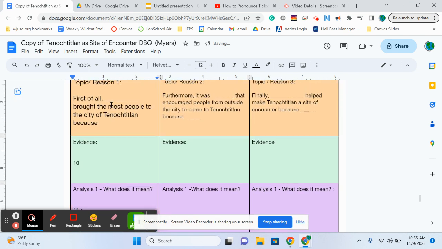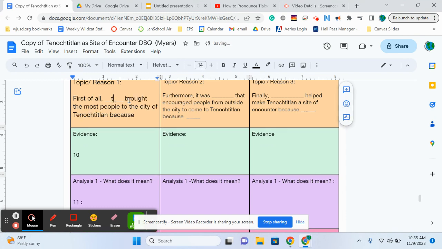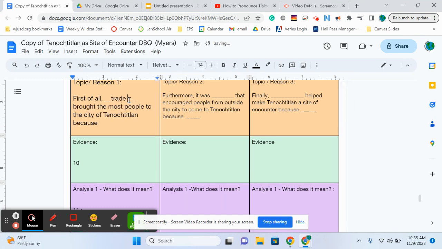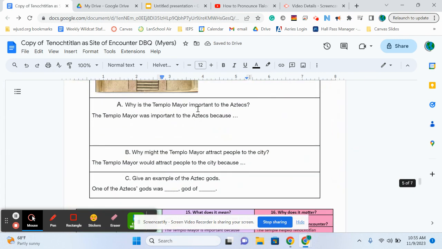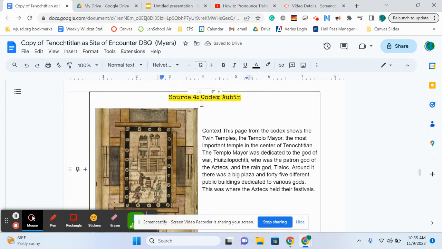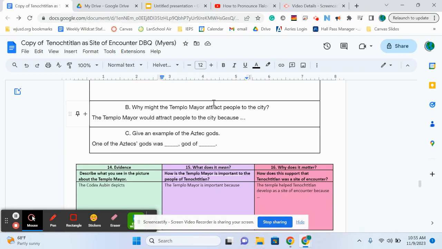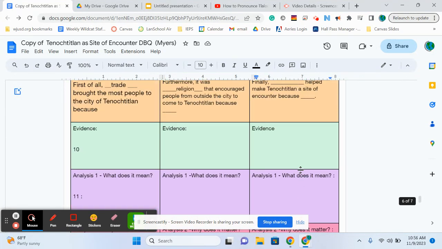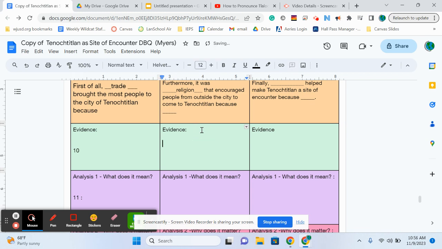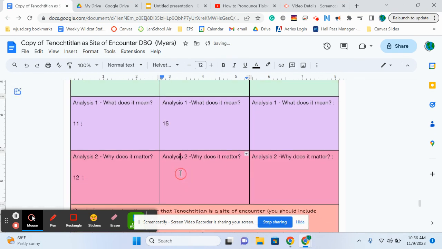Okay. So this one doesn't have to be what you got, but if we're starting with trade, we're going to go trade there. Then we've got our second one, which was religion. You only have one source on religion, and that is going to be source number 4. Again, we've already done the work. You've got 14, 15, 16. So green, purple, pink.